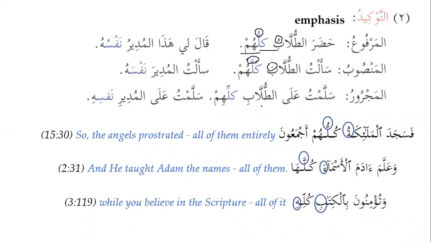Al-majrur: sallamtu ala at-tullabi kullihim. Here it is majrur, and also here it is majrur. One of the words is kullu, and the second one is nafsun. Nafsun is also used as mudaf most of the time, so whenever you see it, it will be connected to an attached pronoun.